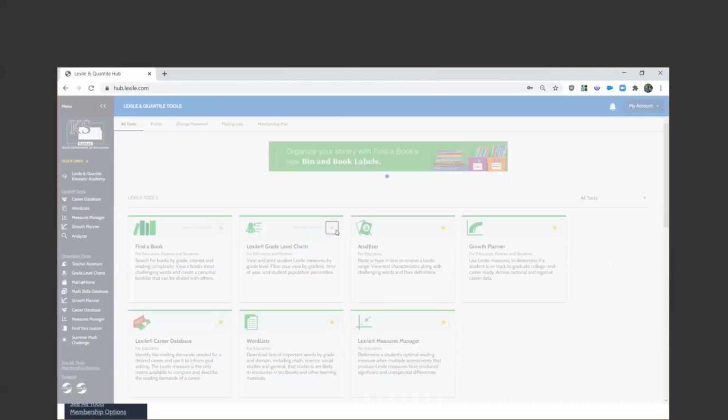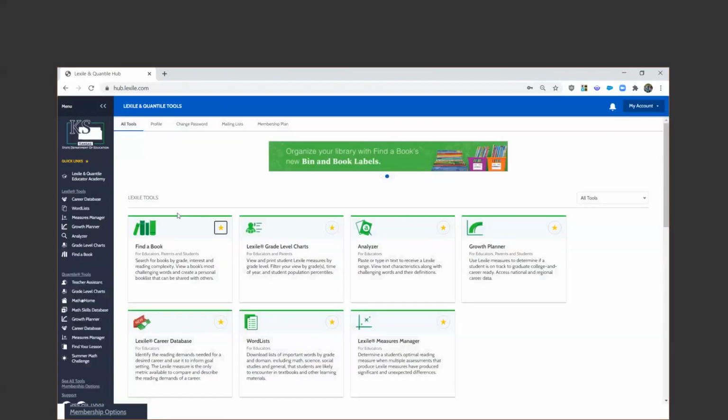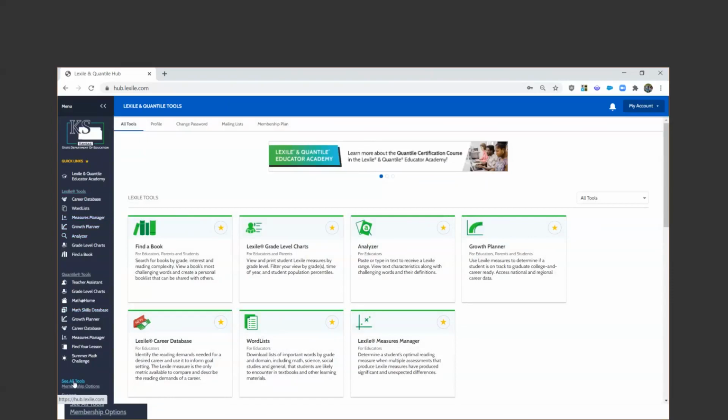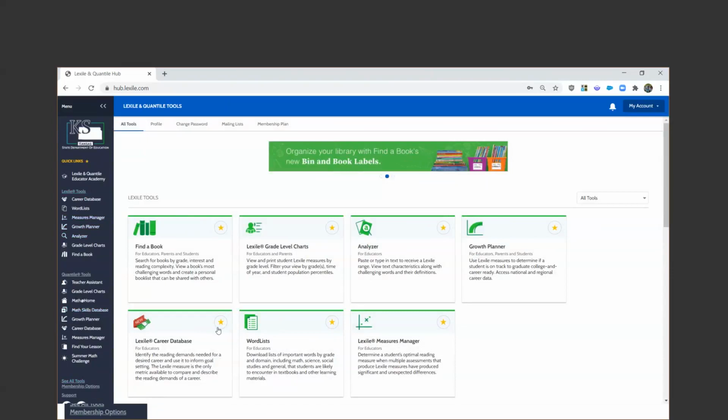And so you notice as I turn these gold stars back on, the tools reappear over here in the left-hand navigation bar. I will point out that at any time, there's also the See All Tools link. You can always click there and see all of the tools, regardless of which tools you have turned on those gold stars and which tools you have turned off those gold stars.